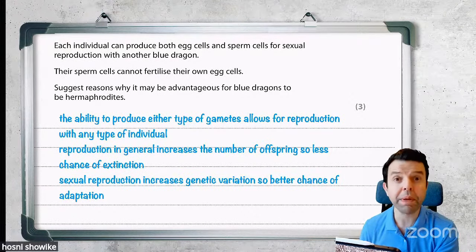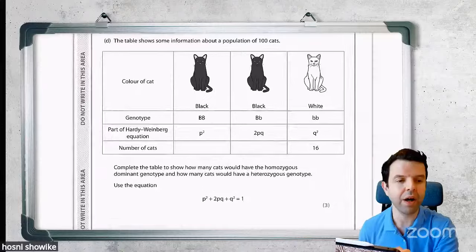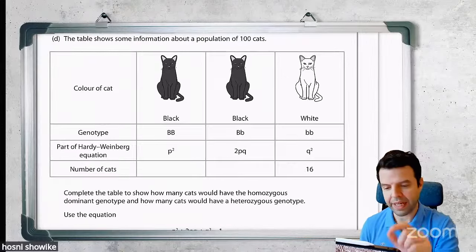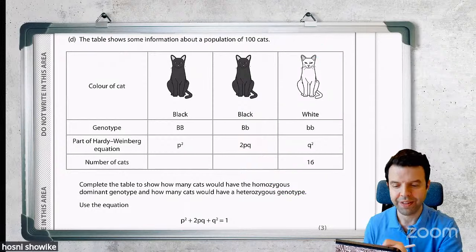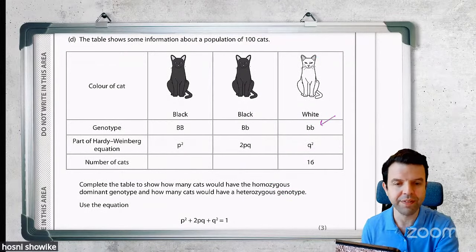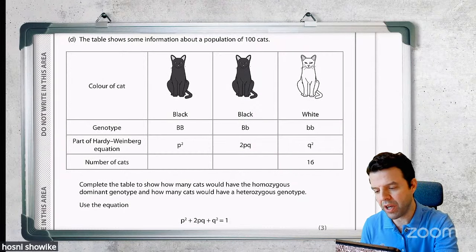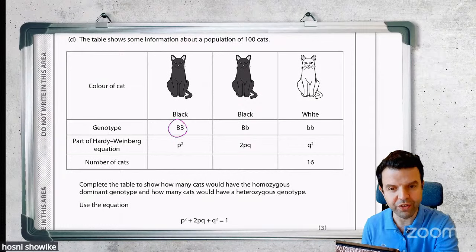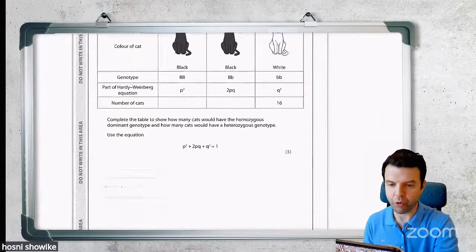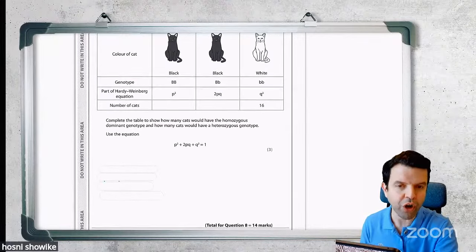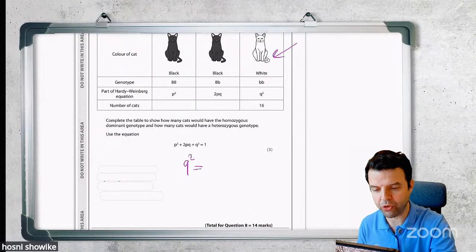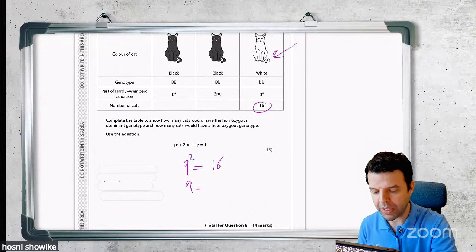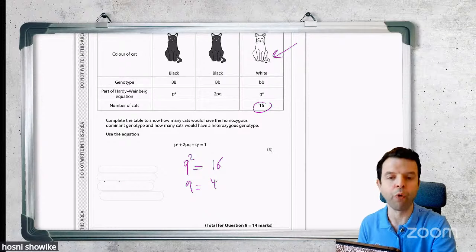The last question is just like the one we've been practicing in the last lesson. It is the Hardy-Weinberg thing. They gave me recessive, just this one, the white cat. How do I know it's recessive? Based on the symbols. And they want me to find the number of cats that are homozygous dominant and those that are heterozygous. They gave me the formula. To start with, the best way to start in these questions is to find the homozygous recessive. So I'll say q squared equals 16, okay? q equals the square root, which is 4.